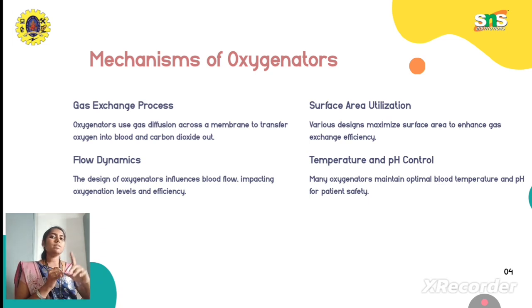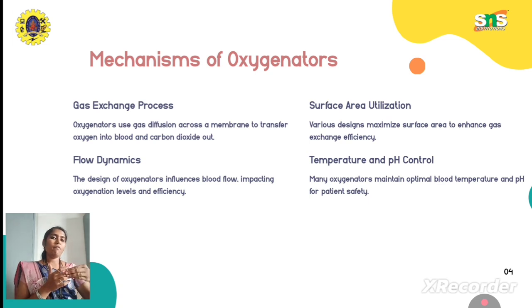The first one is the gas exchange process. If you take any oxygenators, like your rotating disc or bubbles or membrane or whatever it may be, the first and important mechanism is that gas exchange process. The oxygenators use a principle called diffusion, through which the CO2 and O2 gas get exchanged from higher concentration to lower concentration, or through a pressure difference gradient, which will also move the molecules from one end to another, that is, higher end to lower end.